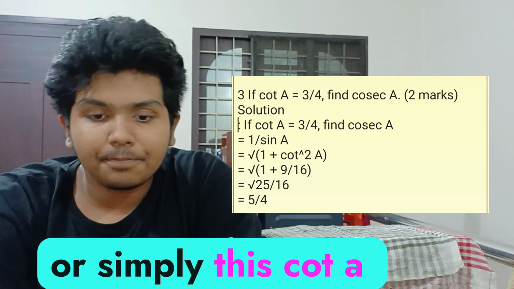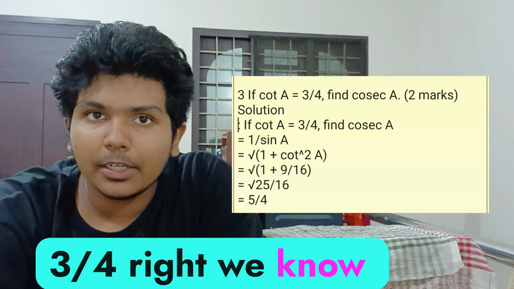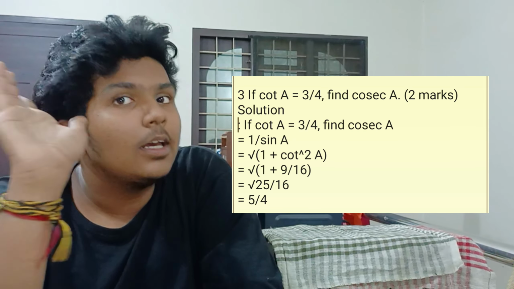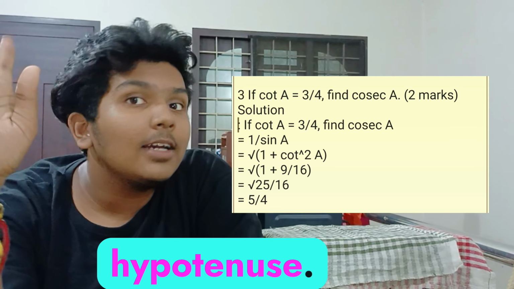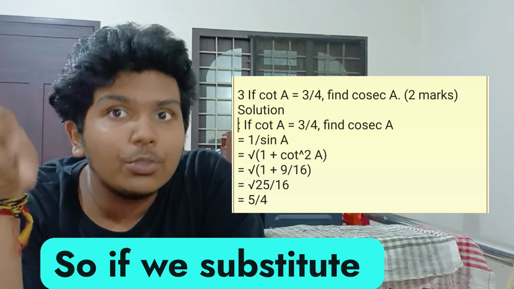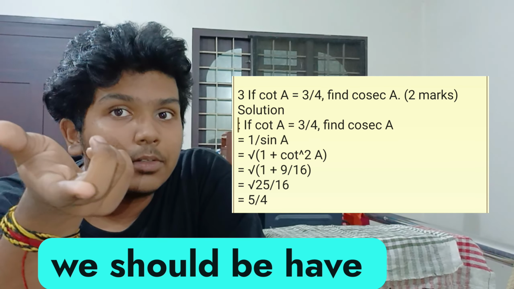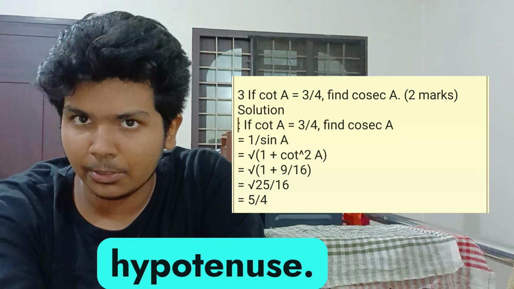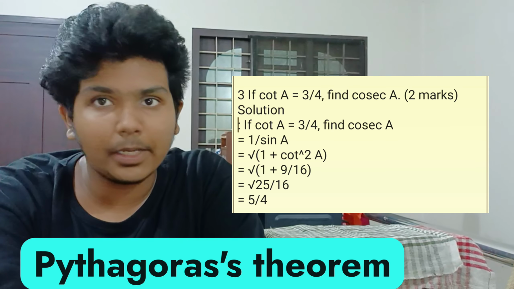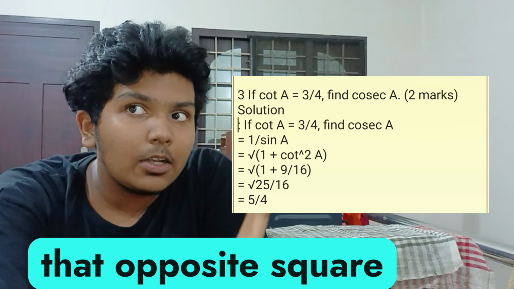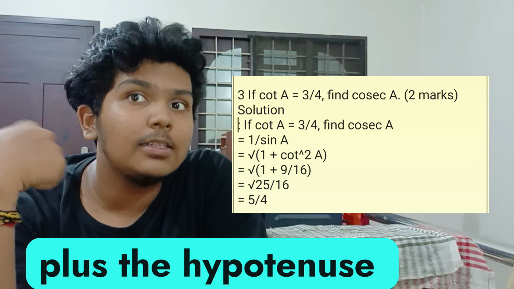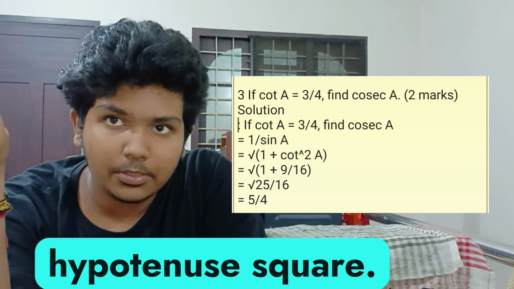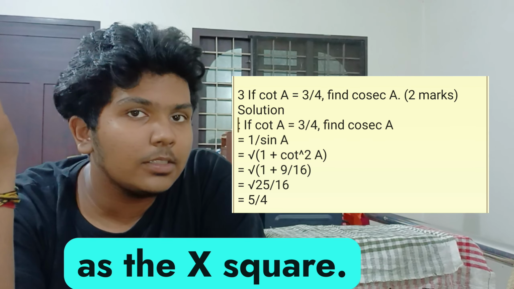Or simply, this cot A is 3 by 4, right? We know sine is opposite by hypotenuse and cos is adjacent by hypotenuse. So if we substitute both of these in cot A, we have cot A is equal to 3 by x by 4 by x. Let x be the hypotenuse. So according to Pythagoras' theorem, the opposite square plus the adjacent square is equal to the hypotenuse square. So the hypotenuse square is x square.